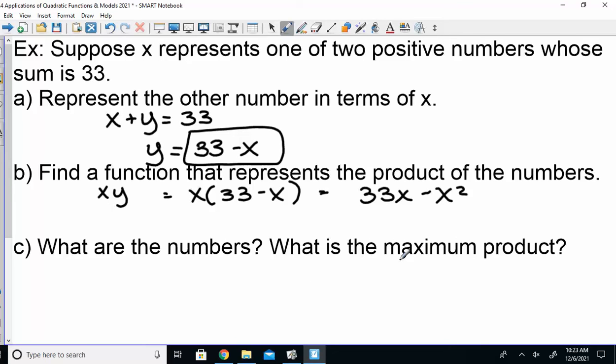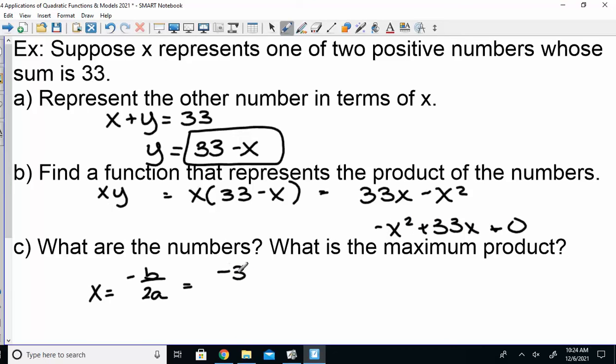Let's say I'm trying to find the maximum product. So we now have a quadratic that represents the product. If I'm asking you to find the maximum of this, what am I asking you to find? The vertex. How do we find a vertex? Opposite of b over 2a. What is my b value? 0. This is like a negative 33x. There's like a plus 0.